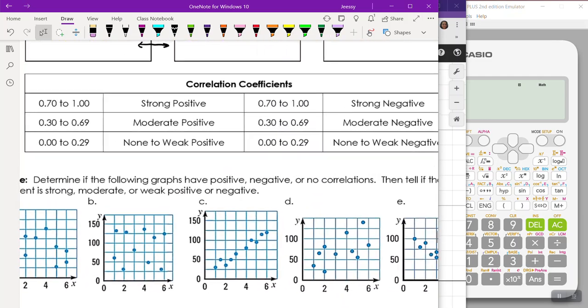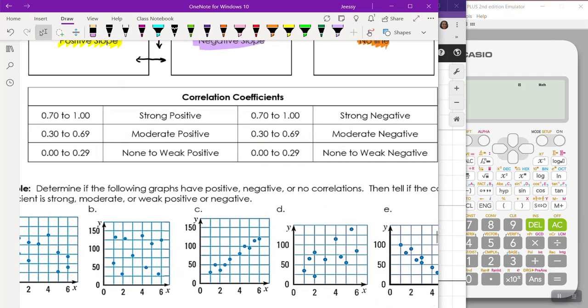All right, so here are some examples of correlation coefficients. So please pay close attention. This column right here is going to be for the positive ones. If you have a value between 0.7 to 1, then you're going to be considered strong positive because those are the numbers that are closest to 1. If you are between 0.3 to 0.69, then you're going to be considered moderate positive, a medium. And if you're 0 to 0.29, you're usually considered to have none or a weak positive link. Okay? Any questions on that?